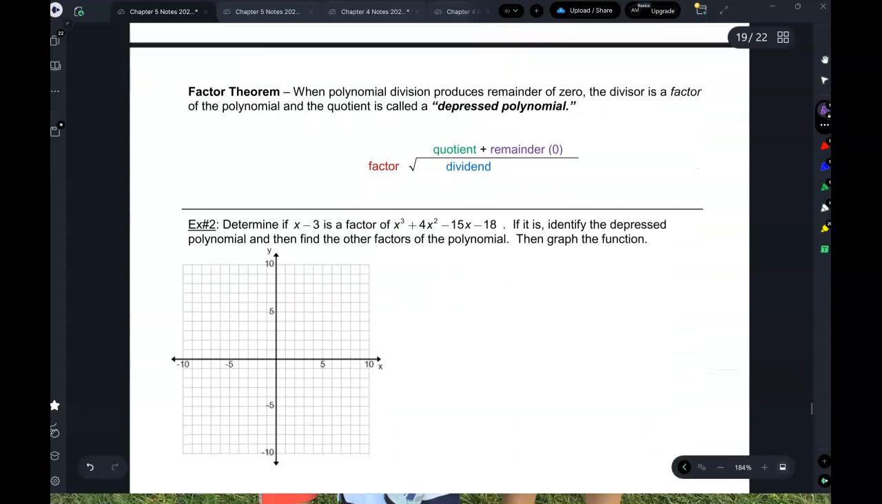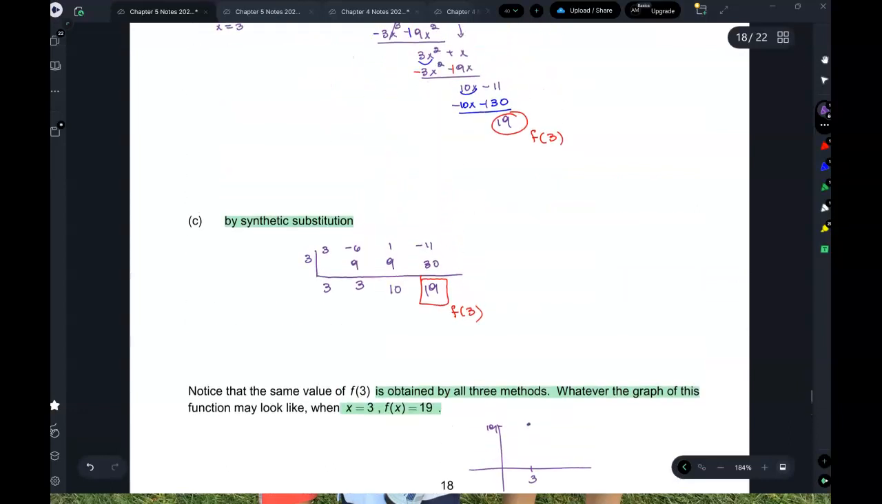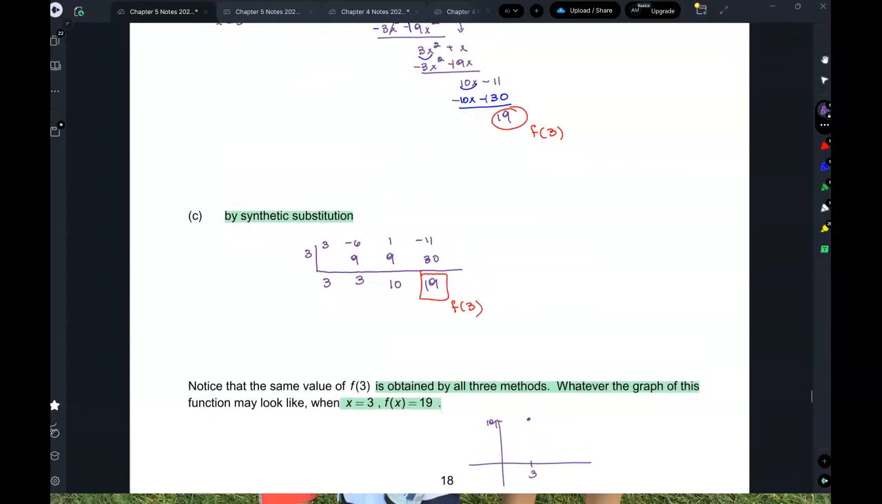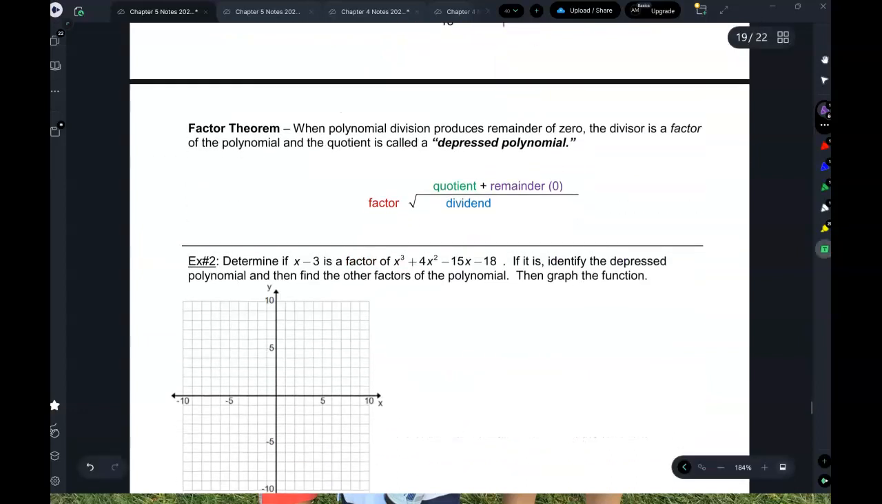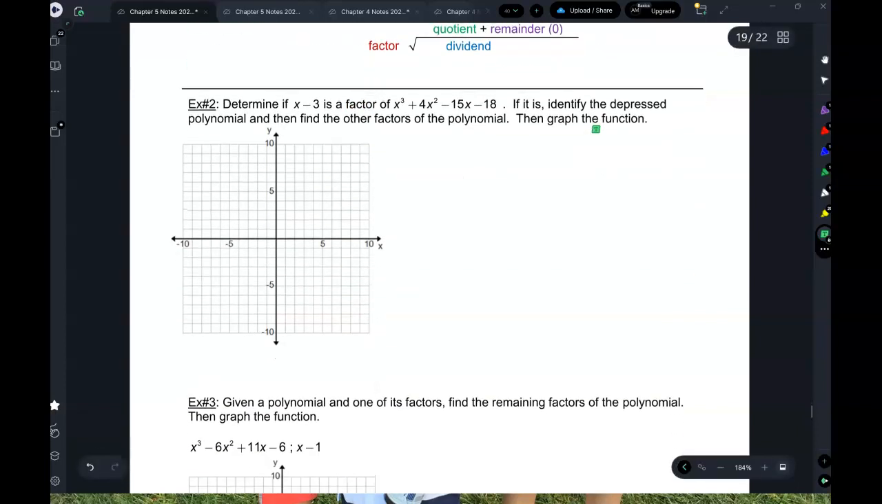All right. So let's talk about the factor theorem. When polynomial division produces a remainder of 0, right? When we do polynomial division, whether it's long division or synthetic division, when the remainder comes out to be 0, we say the divisor is a factor of the polynomial. Okay? And the quotient is called a depressed polynomial. All right? So take a look at this one. Determine if x minus 3 is a factor of this.